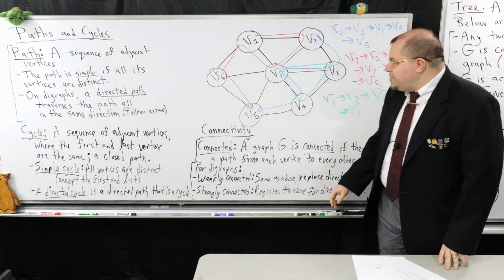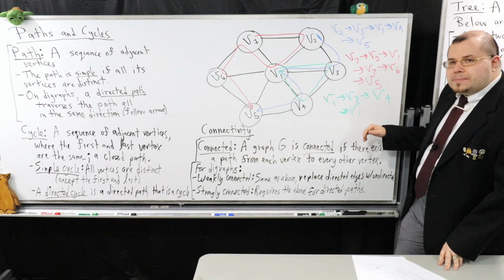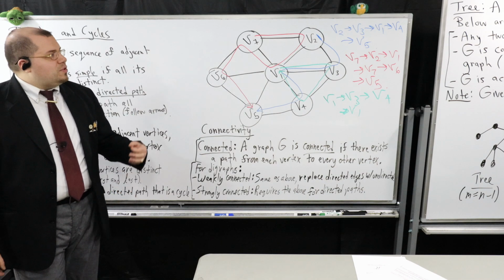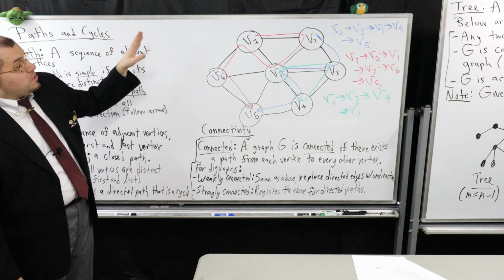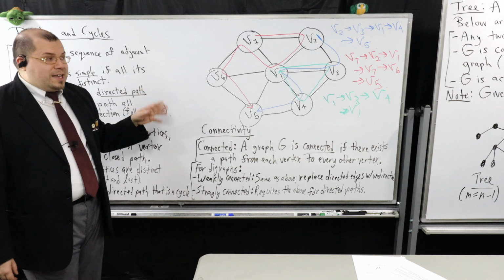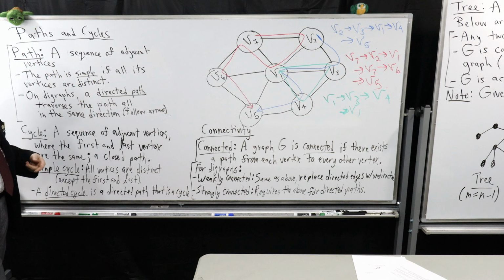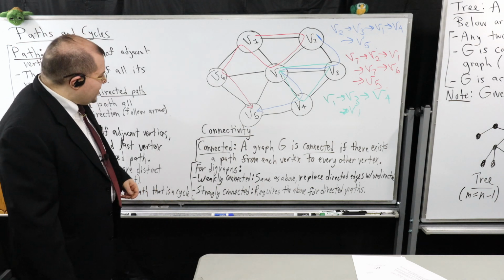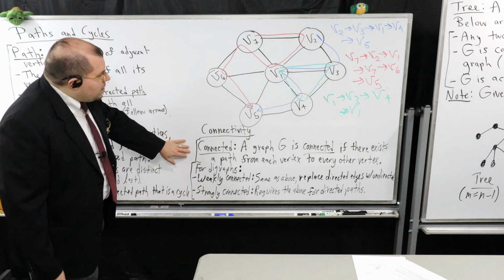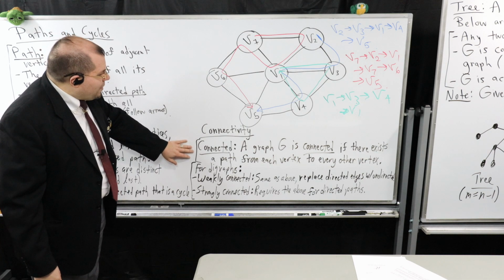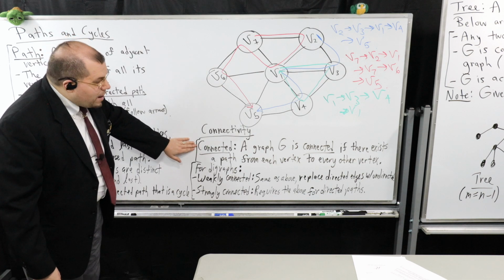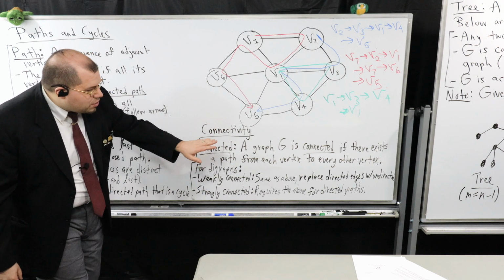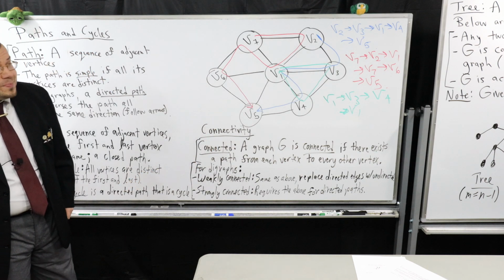Now, another notion I want to talk about is connectivity. Sometimes I would like to know if there's some relationship some vertex or this graph has. So for example, when I compute paths, it might be nice to know that I could reach every vertex in the graph. So one natural way to talk about this is a graph being connected. A graph G is connected if there exists a path from each vertex to every other vertex.